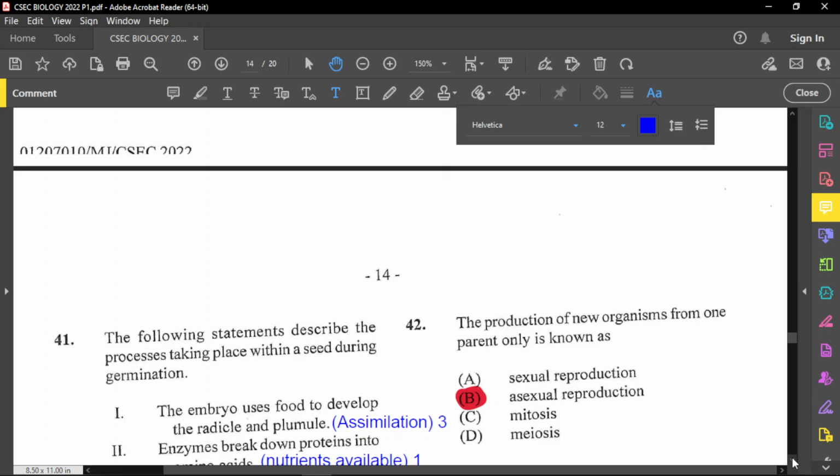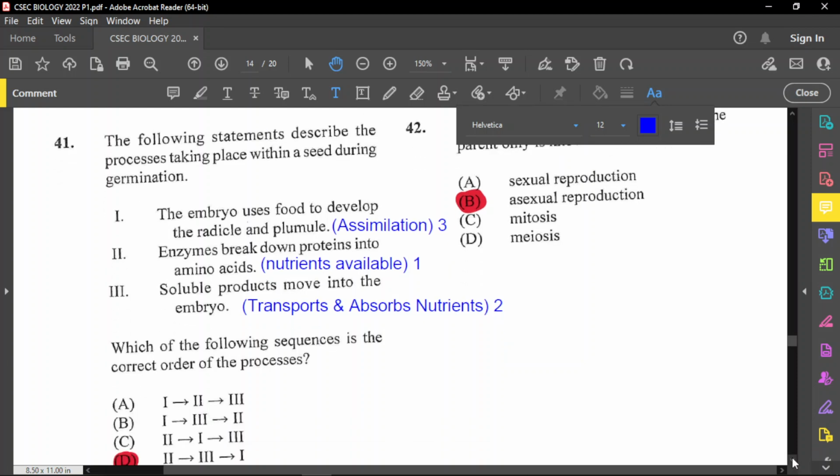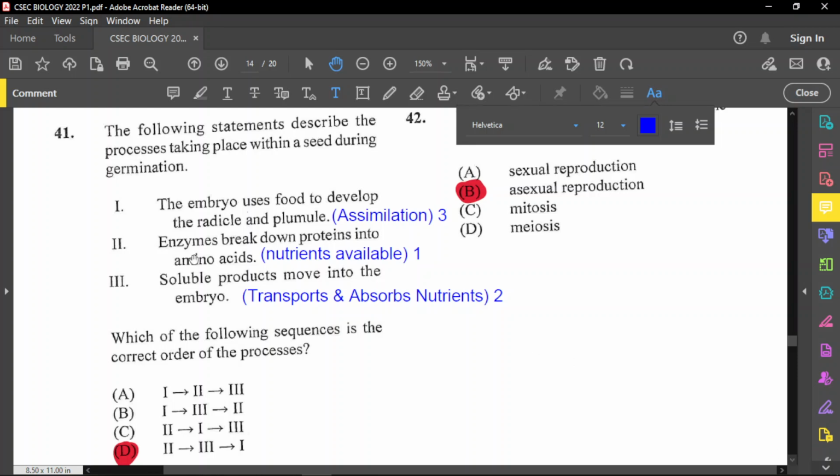All right, so 41 asks which of the following statements describe the processes taking place within a seed during germination. I've made some notes right here and numbered them 1, 2, 3. The first thing that should happen is that the enzyme will break down proteins into amino acids. Generally, enzymes will break down the food, not just proteins, but also starch to produce glucose, and glucose produces the energy that is necessary for all the cellular activities for germination to take place.